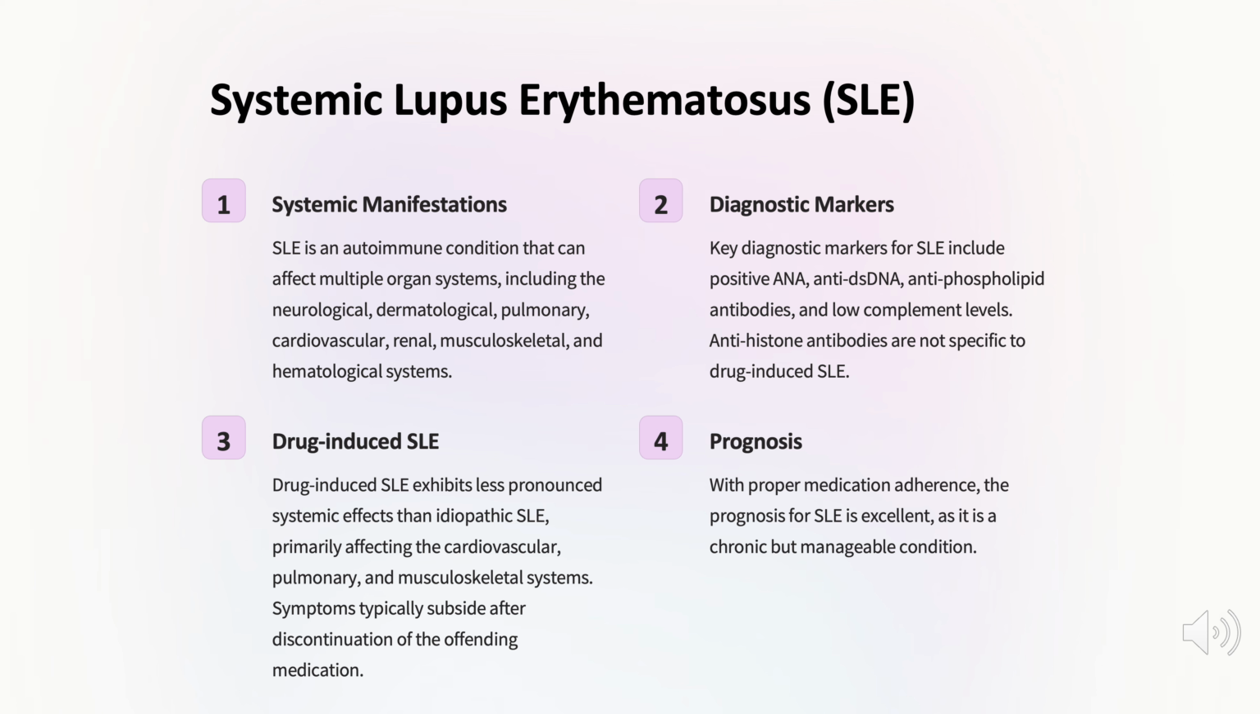In contrast to idiopathic SLE, drug-induced SLE tends to manifest with milder systemic effects, primarily affecting the cardiovascular, pulmonary, and musculoskeletal systems. Symptoms often resolve upon cessation of the causative medication. With diligent medication adherence, the prognosis for SLE is optimistic, as it is a condition that, while chronic, can be effectively managed.